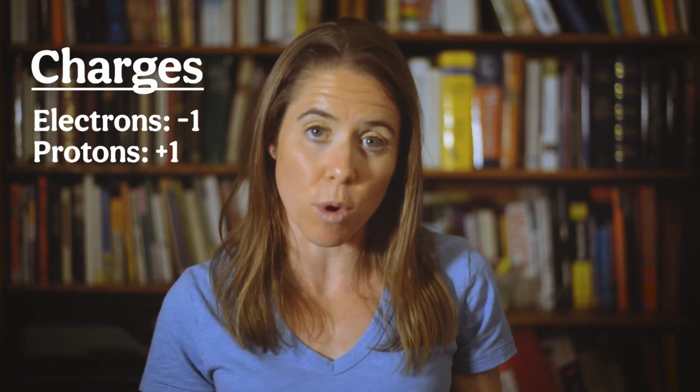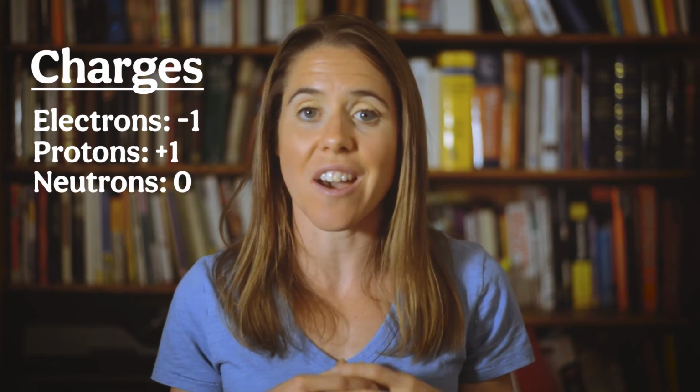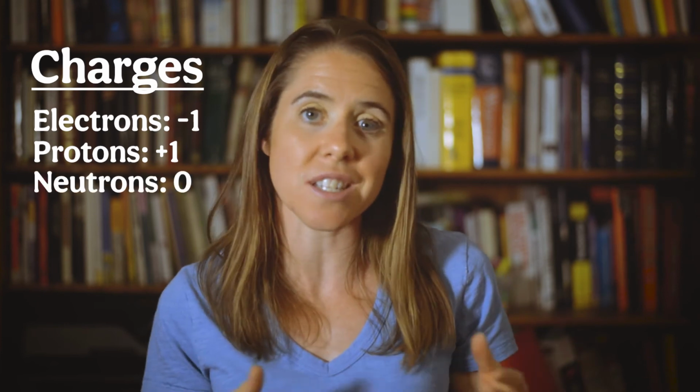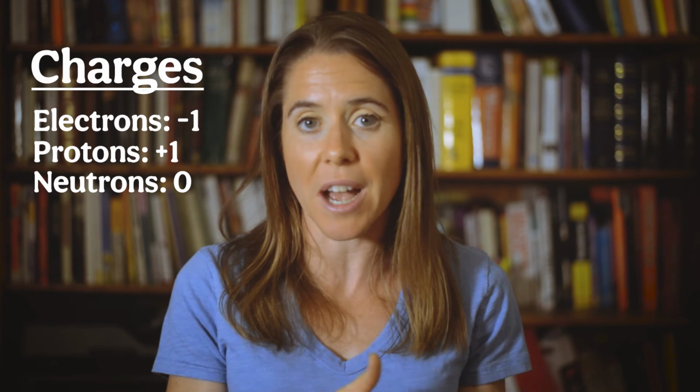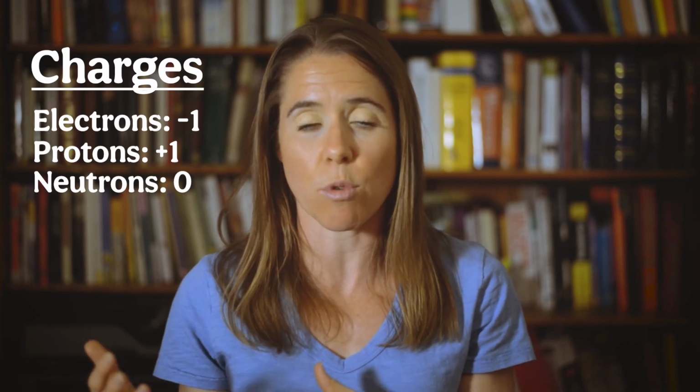The last thing to know about protons, neutrons, and electrons is their charges. Electrons have a -1 charge, protons have a +1 charge, and neutrons have a net charge of 0. So neutrons have a 0 charge, protons +1, electrons -1. Protons and neutrons are the things with mass in them. Electrons have negligible mass, and the protons and neutrons are inside the nucleus.